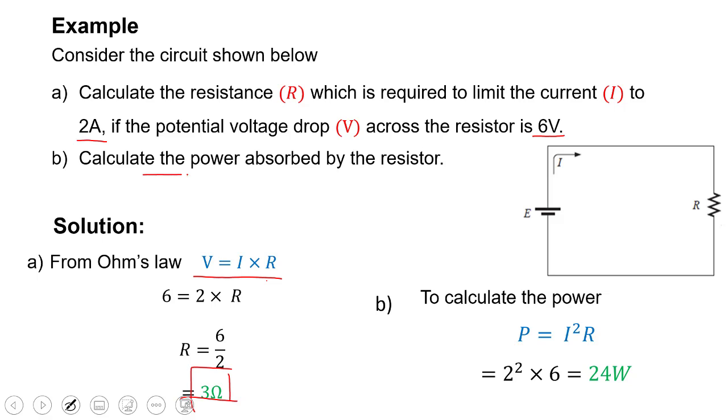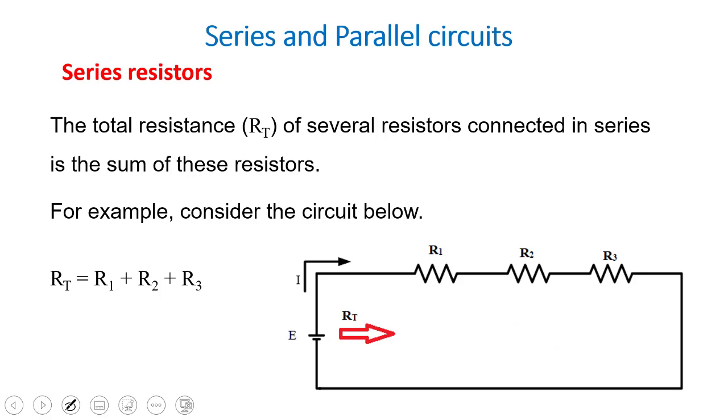Part B, calculate the power absorbed by the resistor. We're going to find that P is equal to I square R. So I is equal to 2 amperes. 2 square is 4. 4 multiplied by 6, it's 24 watts.